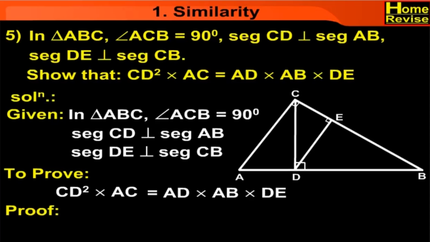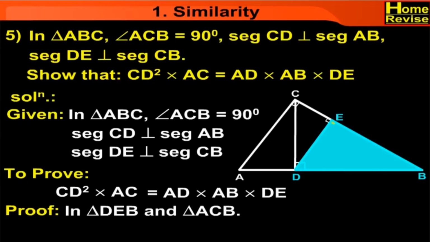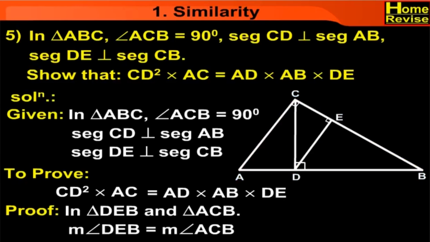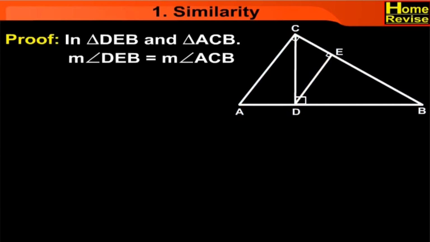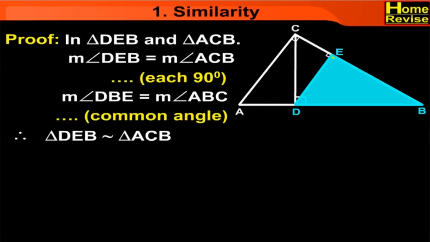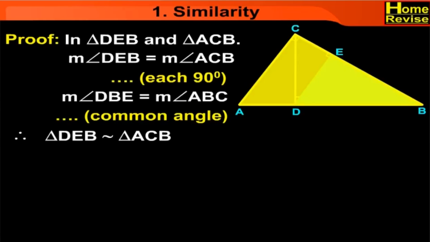Proof. In triangle DEB and triangle ACB, measure of angle DEB is equal to measure of angle ACB. Reason: each is 90 degrees. Also, measure of angle DBE is equal to measure of angle ABC. Reason: common angle. Therefore, triangle DEB is similar to triangle ACB by AA test of similarity.